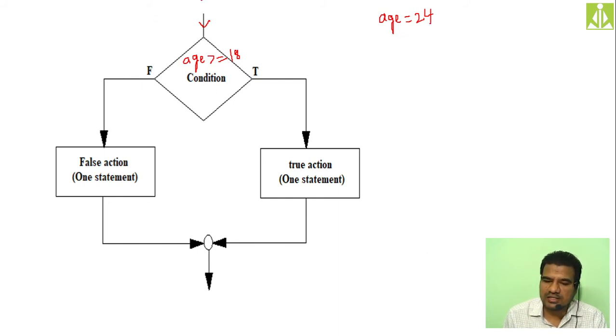So the control will enter over here with age value as 24. Immediately it will check this condition. So what is age? Age we considered like 24. The person's age is 24. So 24 is greater than or equals to 18. Is it true or false? It is true, isn't it? When we are saying 24 is greater than or equals to 18, it is true. So what will happen? The control will go in this direction.